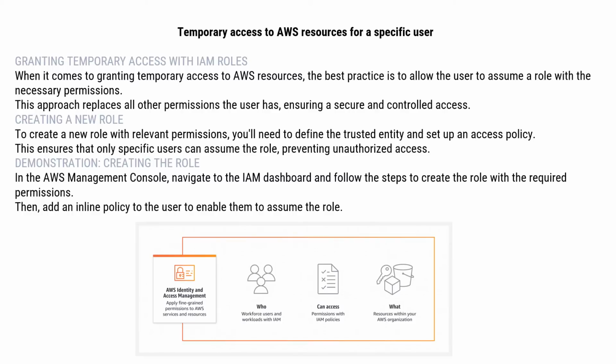To create a new role with relevant permissions, you will need to define the trusted entity and set up an access policy. This ensures that only specific users can assume the role, preventing unauthorized access. In the AWS Management Console, navigate to the IAM dashboard and follow the steps to create the role with the required permissions. Then add an inline policy to the user to enable them to assume the role. IAM user roles provide a secure way to grant temporary access to AWS resources, ensuring controlled and monitored permissions.